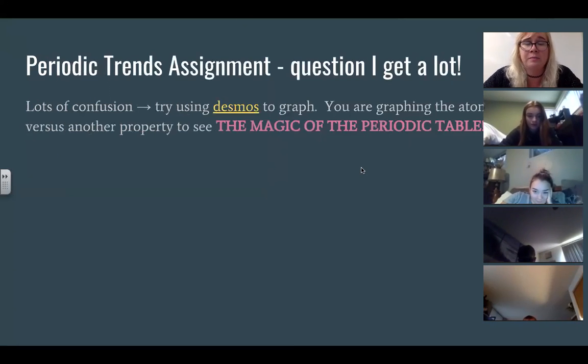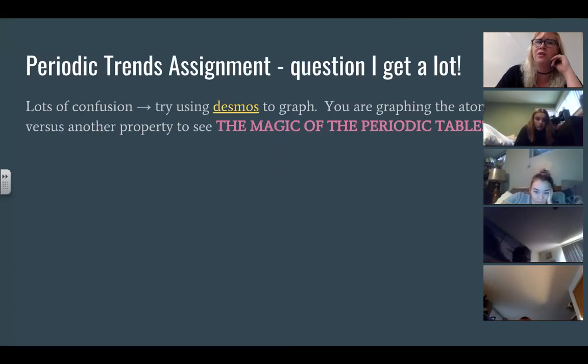Another little random tidbit from this: I have only had one question about it this year, but I haven't had a lot of people turn this one in yet. So the periodic trends assignment, where you actually are graphing 2 variables to see a trend. A lot of people are really, really confused on this, right?